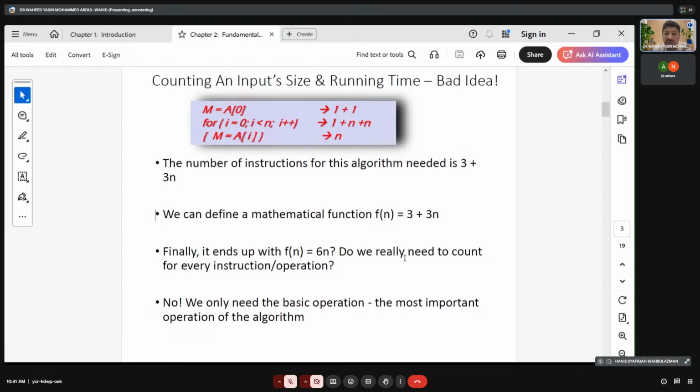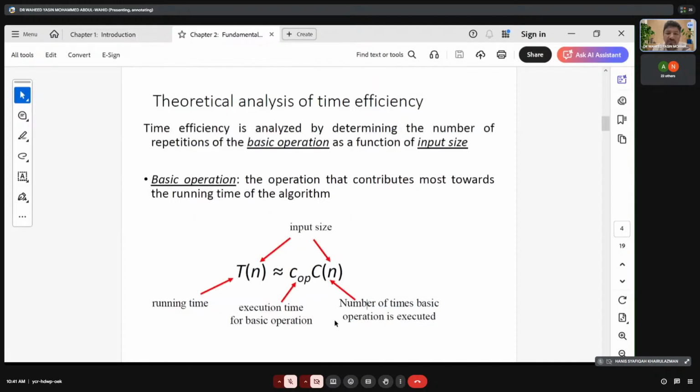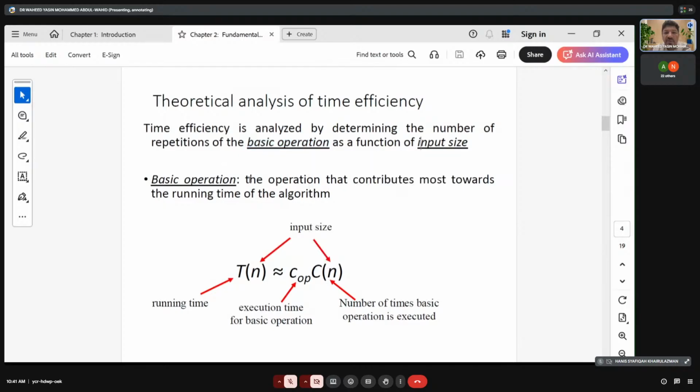Do we really need to count every instruction operation? No, we only need the basic operation. Here we want to find the basic operation, the most important operation of the algorithm. So, theoretical analysis of time efficiency: time efficiency is analyzed by determining the number of repetitions of the basic operation as a function of input size. Basic operation is the operation that contributes most towards the running time of the algorithm.